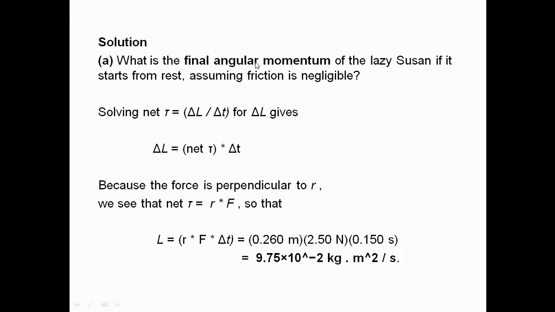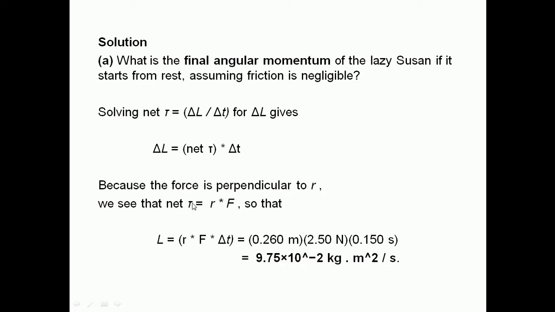What is the final angular momentum of this particular tray? So we already know that delta L, the change of the angular momentum, is equal to the torque times the change in time. This is the formula of the torque: net torque is equal to the change in the momentum divided by the change in the time. So therefore the formula has been changed: net torque multiplied by the time is equal to the angular momentum. So we will put the values in this equation.